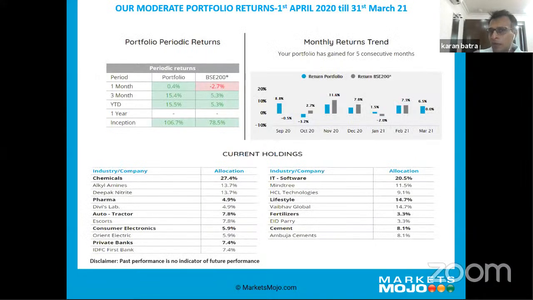Now, this is a model portfolio that we created. The start date of this model portfolio was 1st April 2020, and we tracked it till 31st March 2021, which is financial year 2021. In this period, the market was up 78%. So it was after the COVID recovery, the market was very high, 78%. Our model portfolio was 106%. So even much higher than the market. So market was supportive, but the performance of the portfolio was even better.